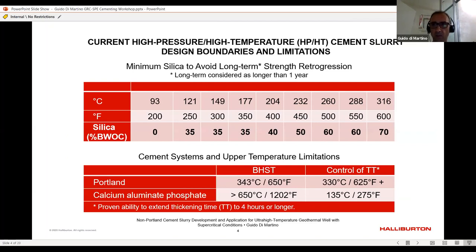The current recommended silica concentration based on the maximum achieved temperature is presented here. These are guidelines based on the variability of cement composition and additive interaction. As bottom static temperature increases, the ability of Portland cement to provide the necessary mechanical properties begins to diminish. Therefore, it becomes necessary to evaluate non-Portland materials like calcium aluminate phosphate designs to achieve stability in high temperature conditions, even though retardation of slurries is a complex task.